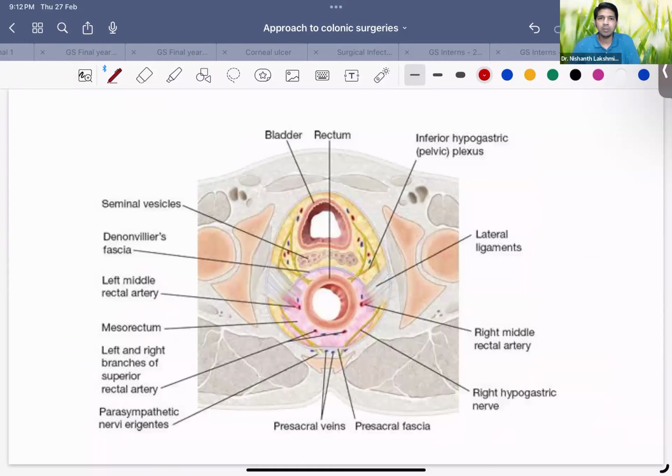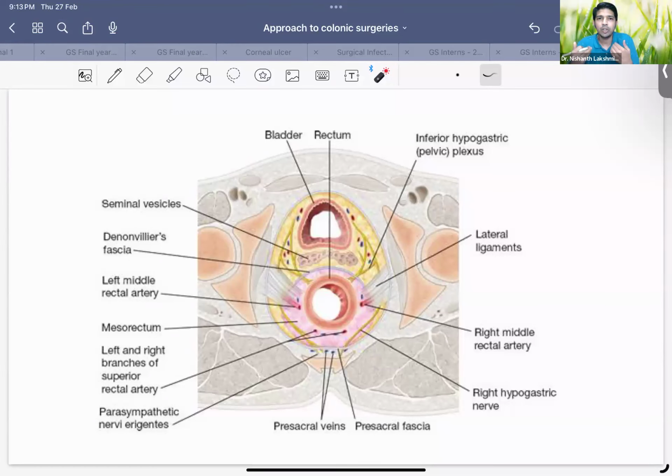Next thing is there is something called as the mesorectum. Okay, like we have mesocolon for the rest of the colon, but the arterial supply or the blood supply and the lymphatics are in a structure called as a mesorectum, which sits behind the rectum.